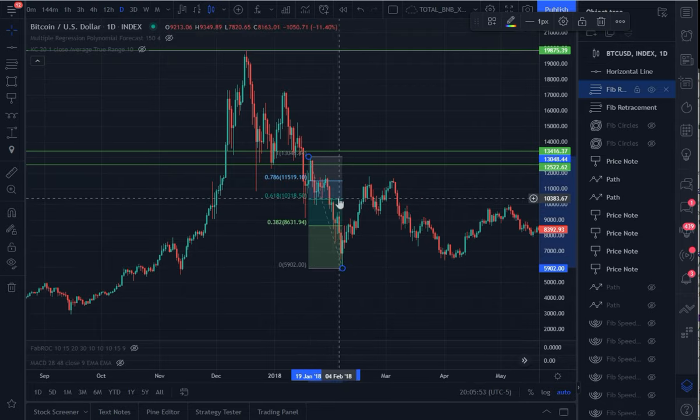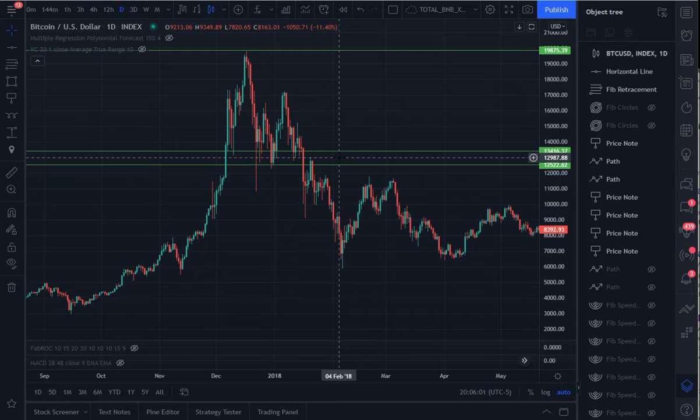I will need to go here up. Okay, so my question is, can we match these levels with Elliott waves as well? Yes, of course.